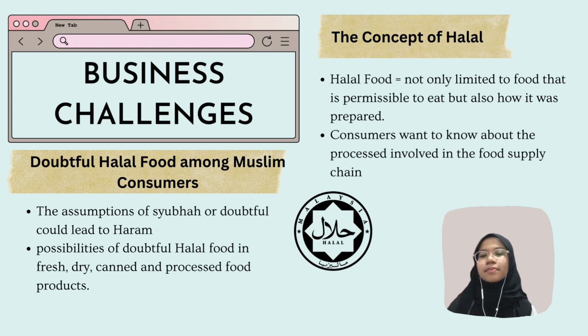Another challenge is the possibility of doubtful halal food in dry, fresh, canned and processed food products. The design and use of packaging must be compliant with Sharia by using materials that are not only permissible but also ensure the packaging doesn't contravene the image of the halal concept. Halal food product is attached to the value of Islam, so it needs priority in the production of food products.